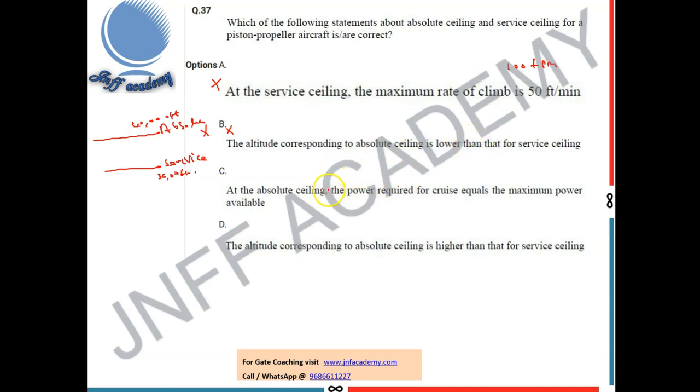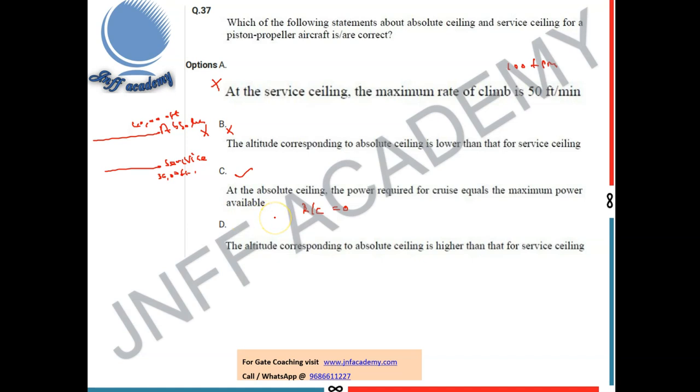Coming to option C, at the absolute ceiling, the power required for cruise equals the maximum power available. Yes, that's true. Because at the absolute ceiling, we know that the rate of climb, R by C, is equal to 0, because there won't be any excess power. What is excess power? Power required minus power available. In the absolute ceiling, the power required will be equal to the maximum power available. So this is the right statement.